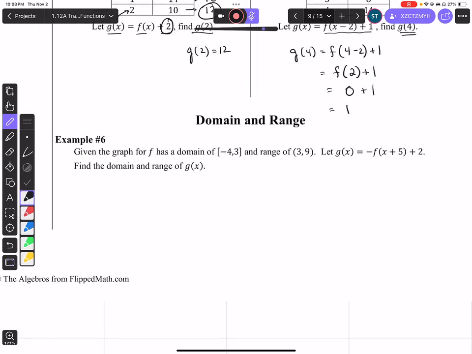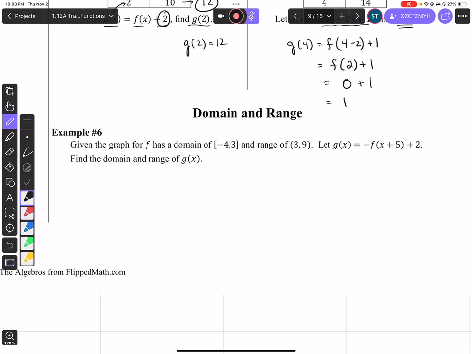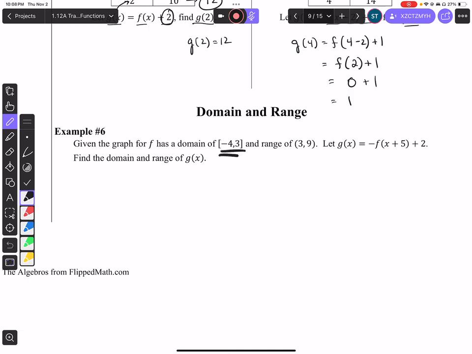And then our last one. This is probably the toughest one on there, example 6. We got a domain here, so I know my domain I'm starting with. There's D. I've got my range over here. The range is 3, 9. Okay, this is for function F. And now we're going to take function G, and they're doing stuff to it. So let's see what they're doing to it.